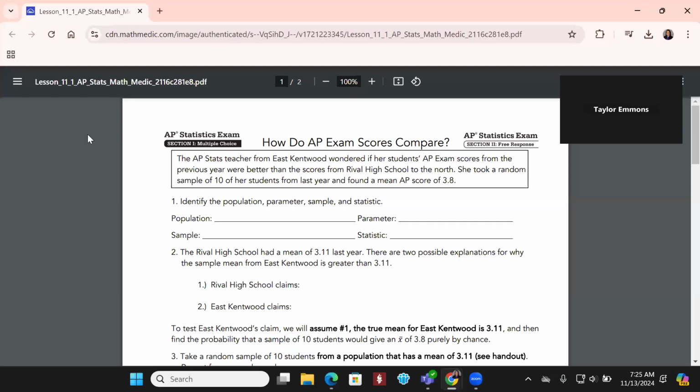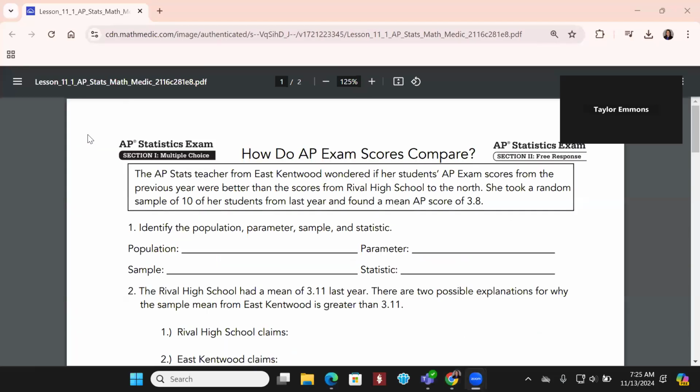It's fine. Okay, so let's go ahead and knock out these two lessons. Okay, chapter 11. All right. So we are going to knock out these two lessons today. So how do AP exam scores compare? Yay! We're going to find that out.